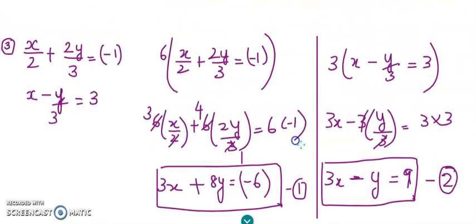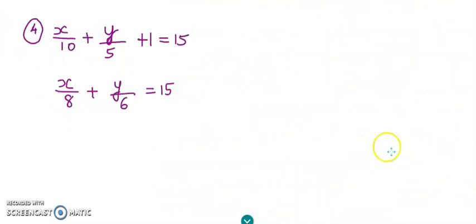Okay, I'm sorry. The next question is here. This one. Again, I have two denominators, right? 10 and 5. The LCM of 10 and 5 is? Yes, it's 10. Okay. So we are going to multiply the whole equation by 10. Before that, should we not send this plus 1 to the other side? Yes. So let's rewrite that.